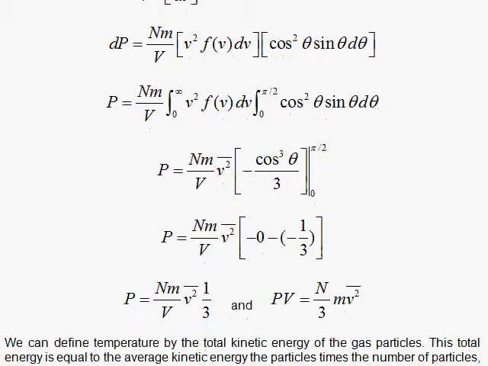This is amazing. We get P is Nm over the volume, the v squared average, 1/3. And look at that. That's the ideal gas law. We have the pressure and the volume together. Look at that. Boyle's law, if this is a constant. And this tells us that we have great insight as to what is temperature. Temperature is kinetic energy of molecules. Look, the average kinetic energy of the molecules, amazing result.